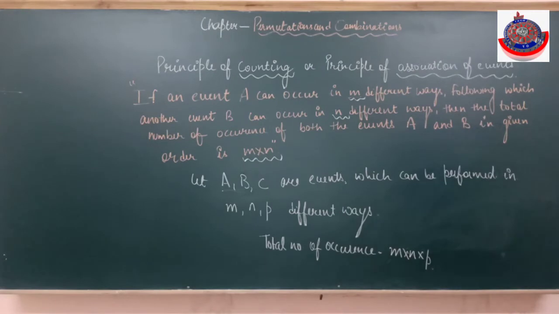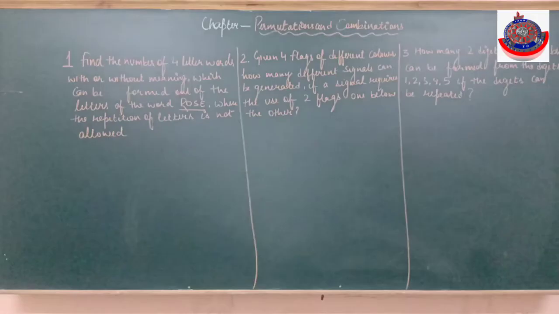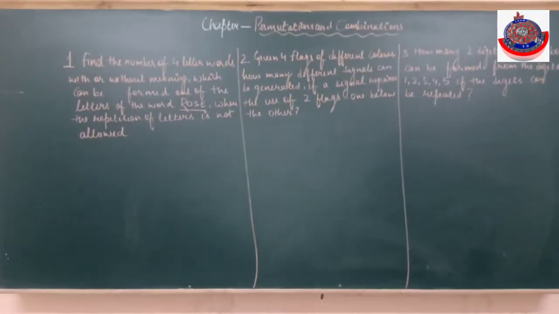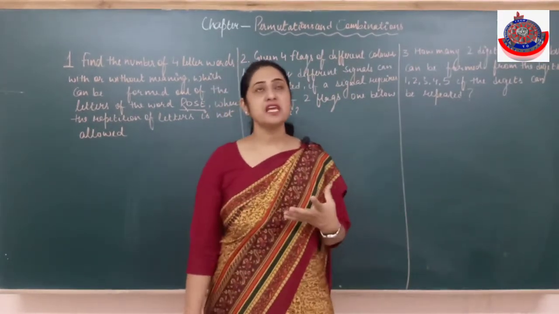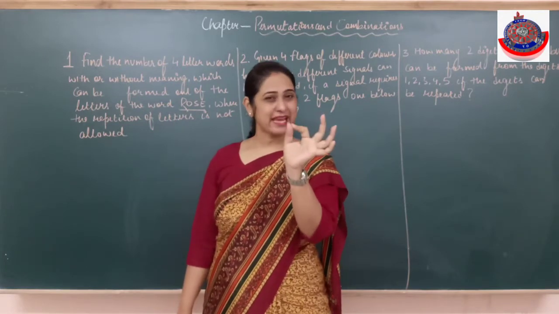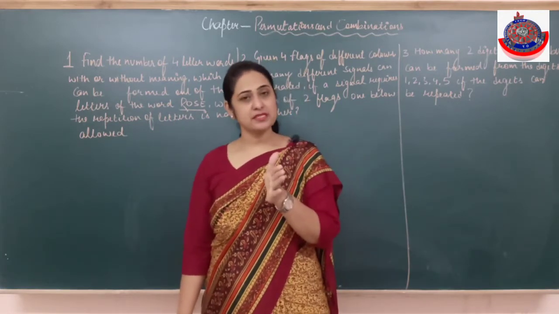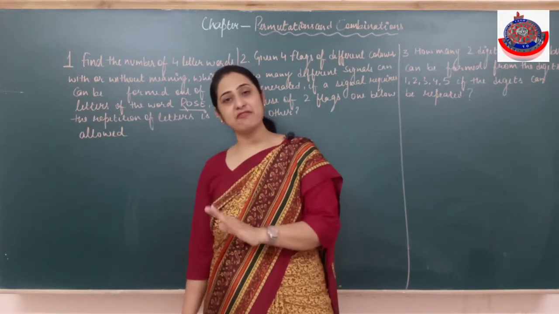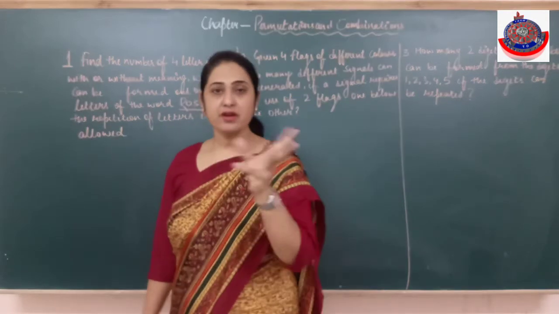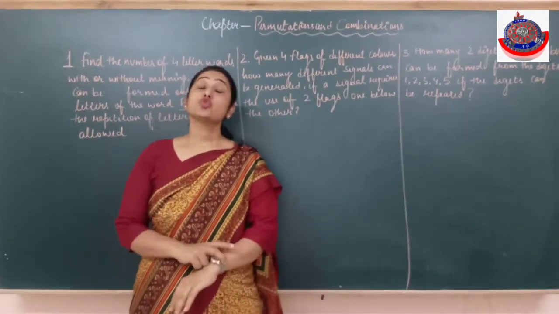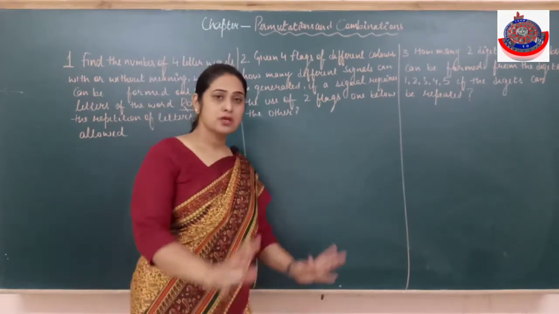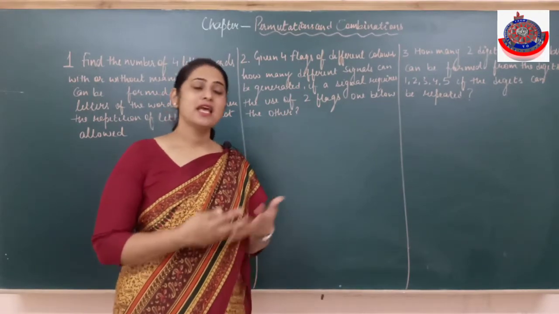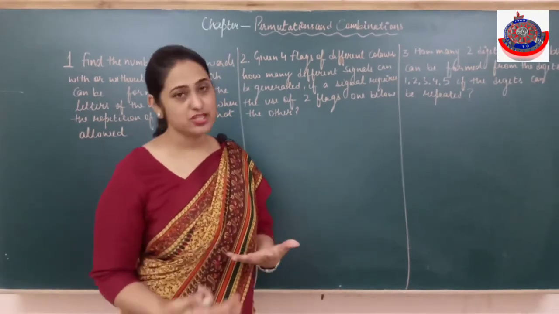Now we will support this with examples so that the concept of principle of counting becomes more clear to you all. Okay, let's see the examples. Before that, when we say principle of counting, in it we are multiplying, no? The first event can be performed in m different ways, followed by the second event in n different ways. So the total number of possibilities of occurrence of these events would be m into n. So sometimes we can write it as principle of multiplication also. This principle of counting can be called principle of multiplication also.